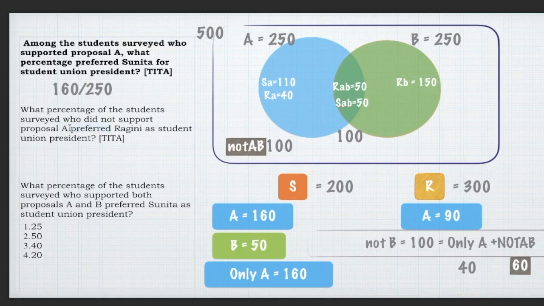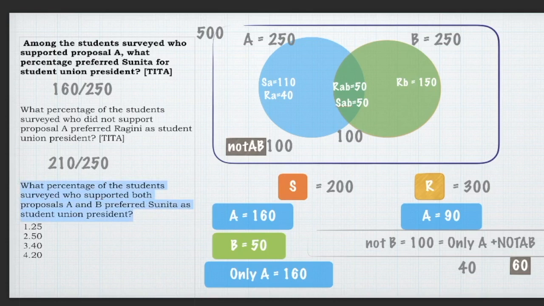So whatever your answer is going to be, it is out of 250, right? And the question is, did not support A, preferred Ragini as student union president. So in this region, outside of the A region, I know 150 people definitely supported Ragini out of the only B region and 60 people supported Ragini out of the not AB region. So 150 plus 60, my answer would be 210, and not just 210, I'm supposed to calculate 210 out of 250, right? So I hope you realize how easy this is.